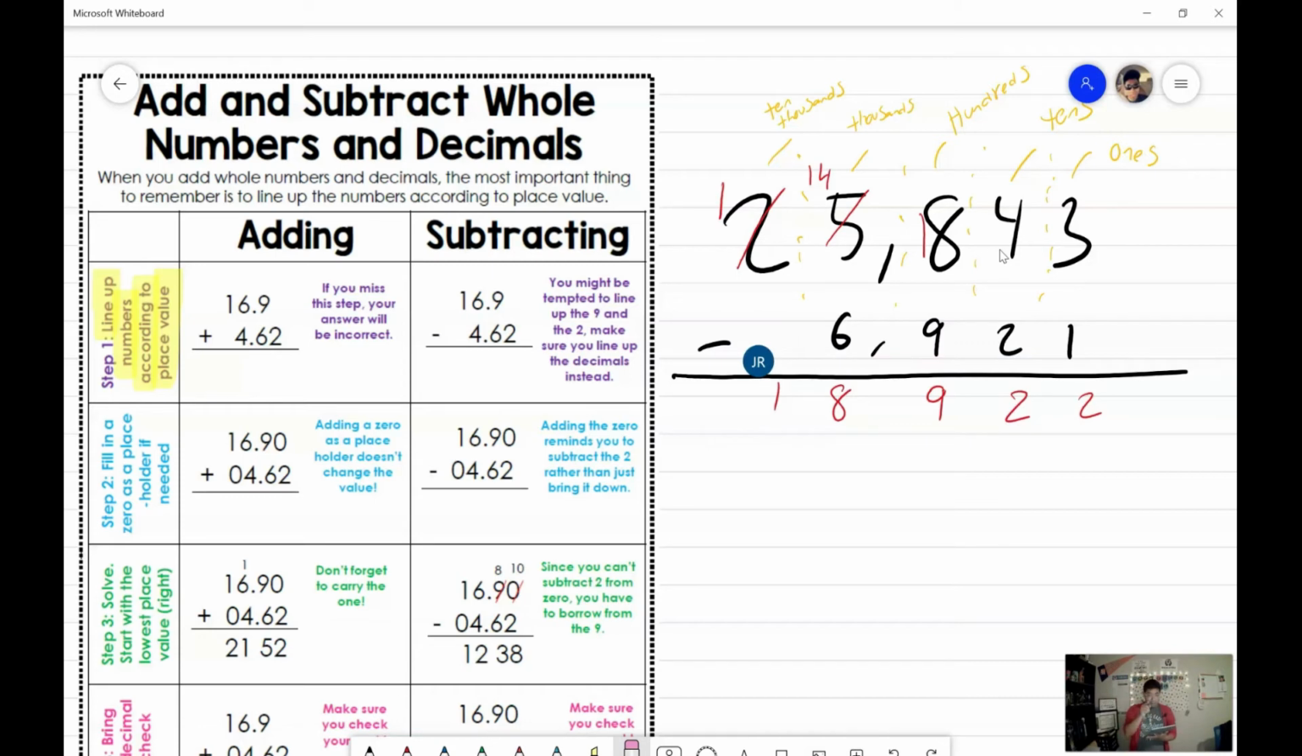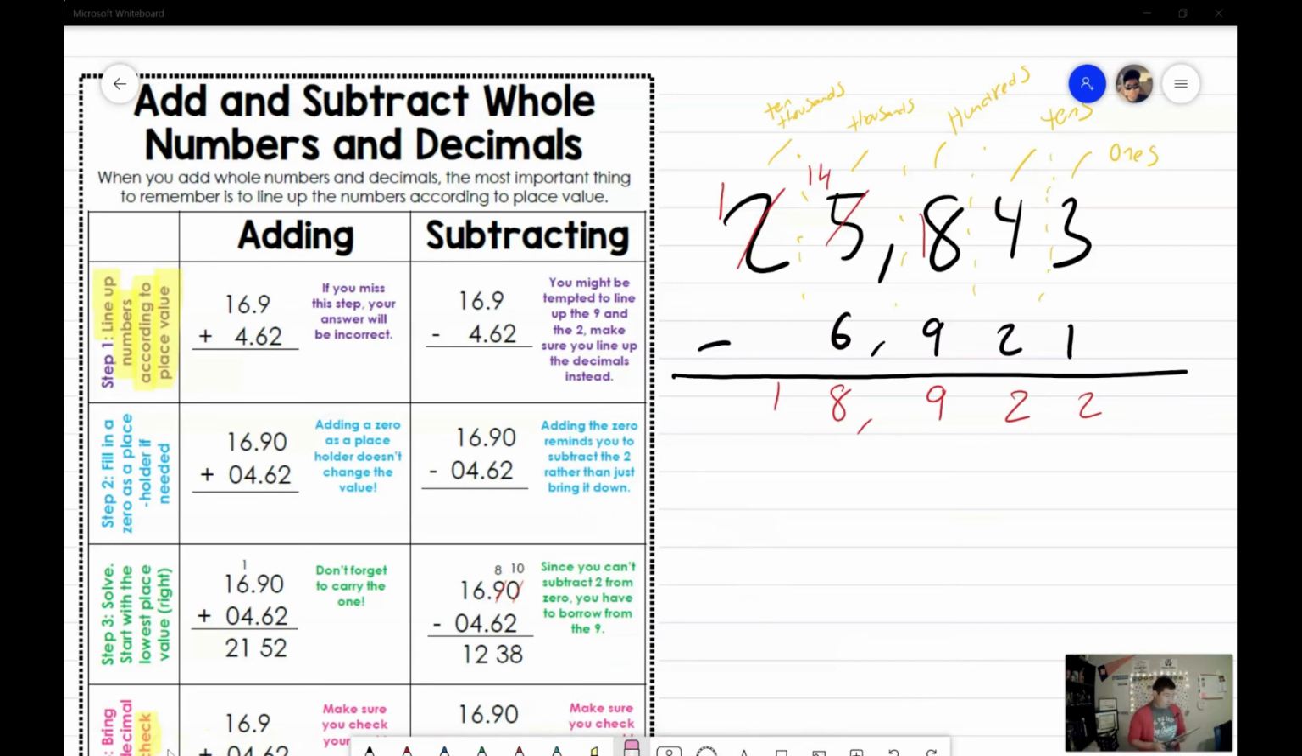Okay? Don't forget the comma. Alright? So what is my new answer? Good. 18,922. Alright? Let's go to our last step. What does that say? That says that we have to check, okay? Bring down the decimal, but we don't have a decimal because we're not dealing with that yet. But it says to check, okay? Now, if I'm separating something, okay, what is the opposite of that? Joining. Good. So that means I'm going to do what? I'm gonna add. Good.